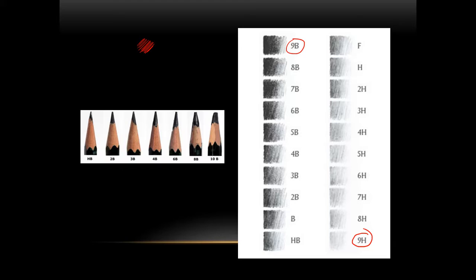So the way you generate these shades is by applying the same amount of pressure. If you take a 9B pencil and apply gentle pressure, this is what you get. And if you take a 9H pencil and apply the same amount of pressure, you get this. So what you see here is that the same amount of pressure generates very dark colors and very light colors from different pencils.